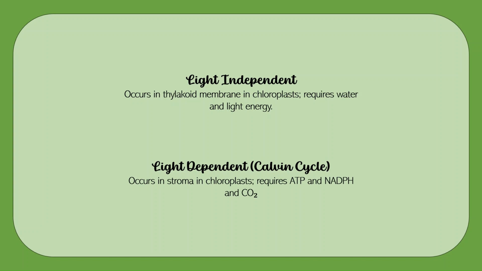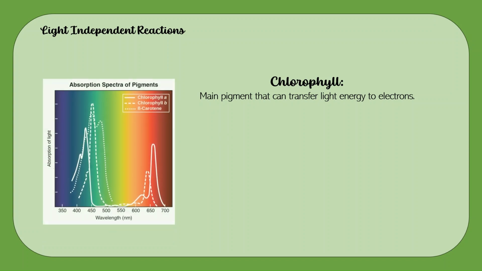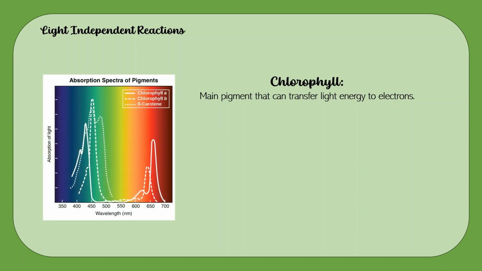Let's go more deep into light-independent reactions. First off, you need to know what chlorophyll is. It's the main pigment that can transfer light energy to electrons. As you can see in this spectrum, chlorophyll A best absorbs red and blue light. It doesn't absorb green light well though. That's because it reflects it, giving plants the green color that we see every day.